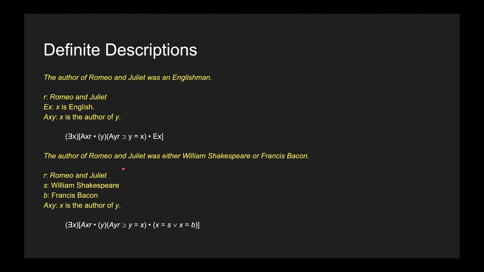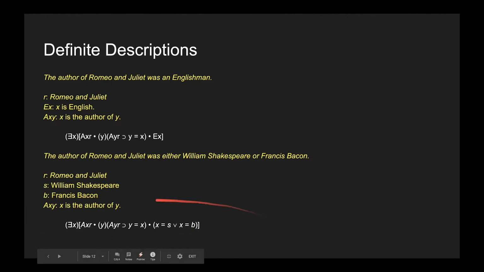The same idea, but a little more complicated. The author of Romeo and Juliet, so we have the same description. What we're saying about that person now is that they're either William Shakespeare or Francis Bacon. So we're going to need to define a few terms here. We have the lowercase constant r, which will stand for the play Romeo and Juliet. Let's let the lowercase constant s stand for William Shakespeare. Let's let the lowercase constant b stand for Francis Bacon. And let's let this two-place predicate, again Axy, stand for x is the author of y.